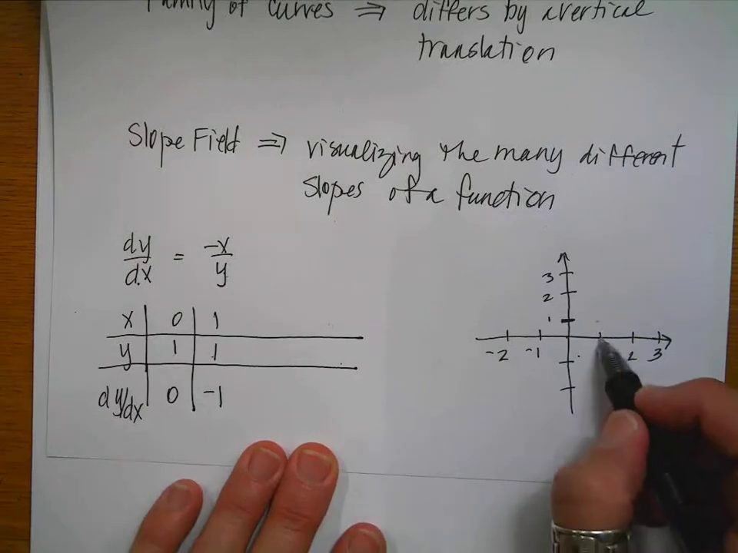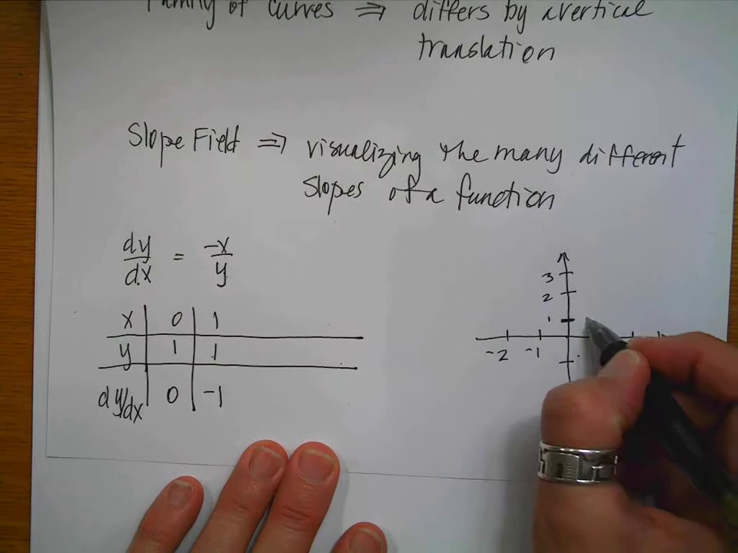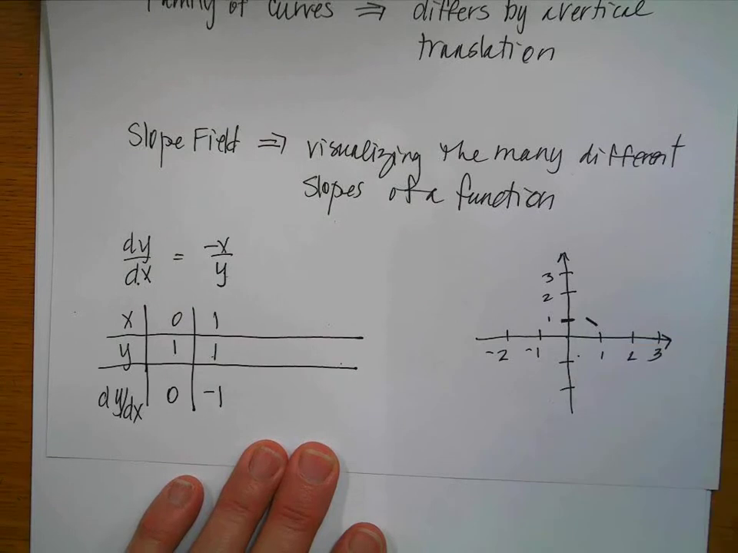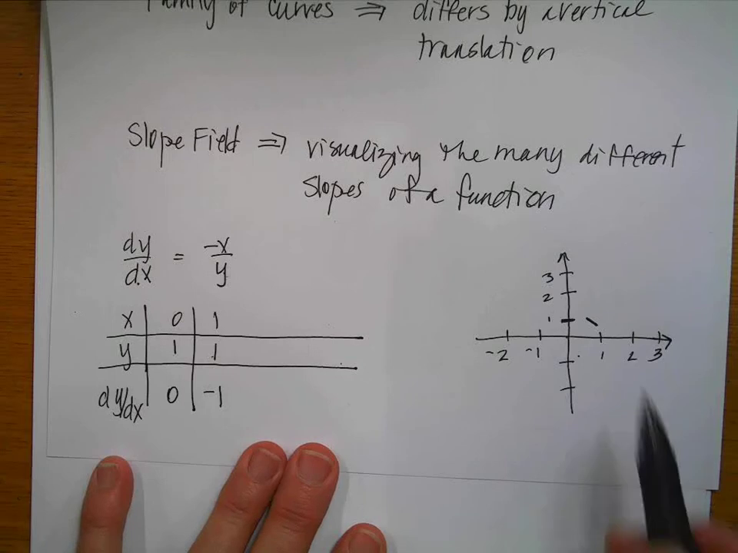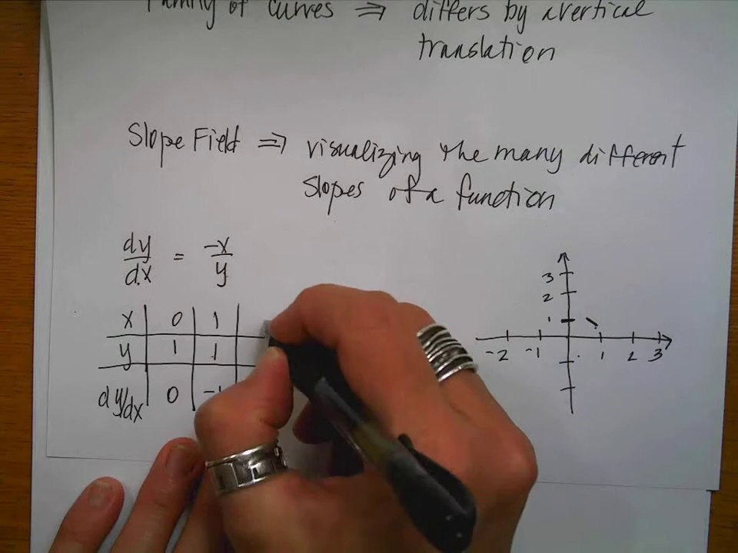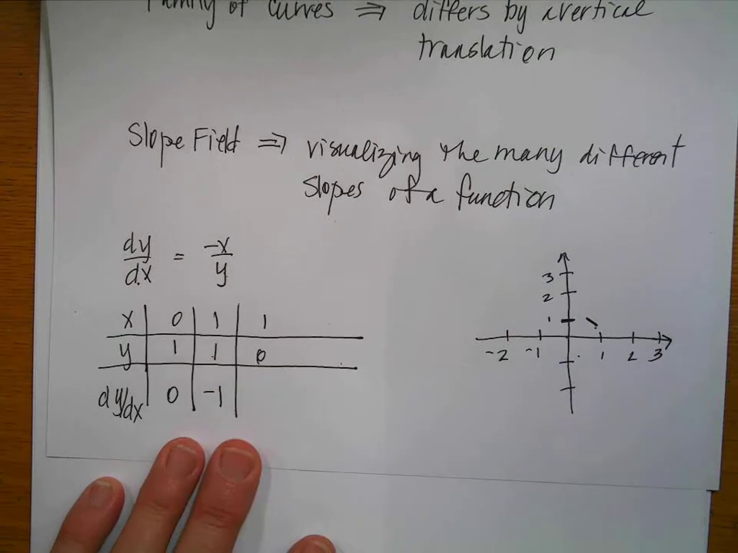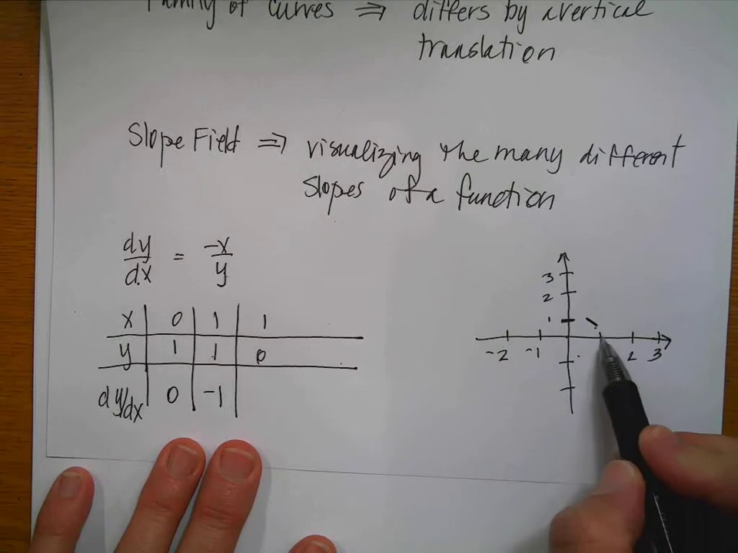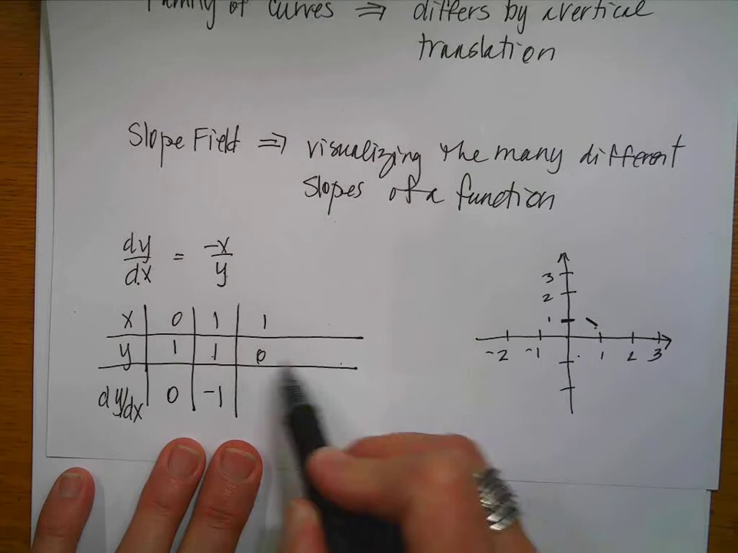So I would go up to 1, 1, and I would draw a short line segment that looks like y is equal to negative 1x, okay? My slope is a negative 1. Then I'm going to go to 1 and 0, right? And I'm picking values of x and y. I'm picking them from the grid. So 1, 0 is going to be right here.